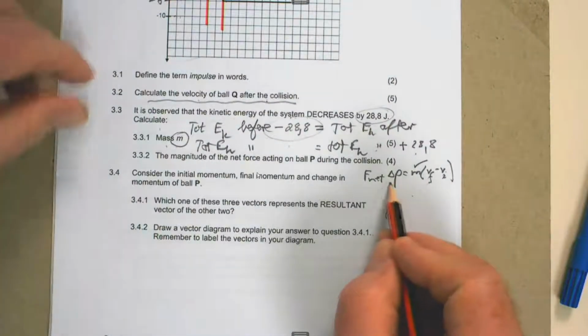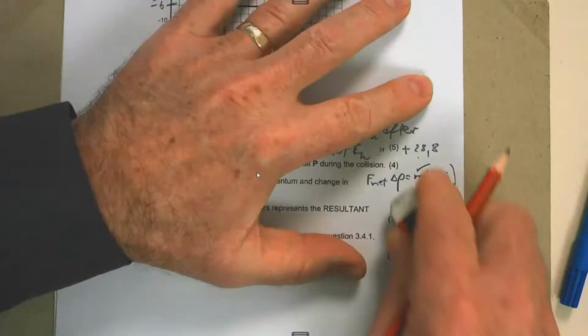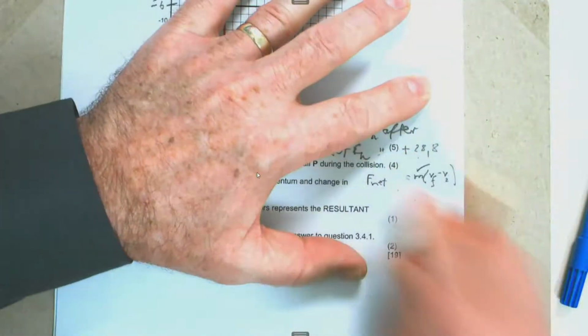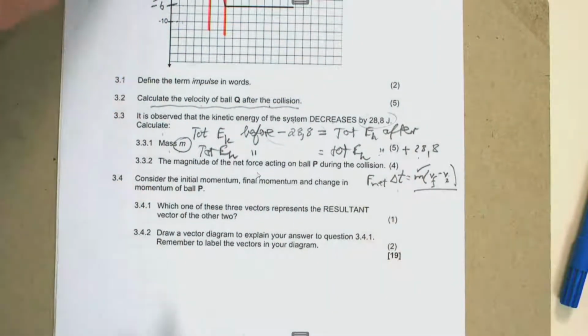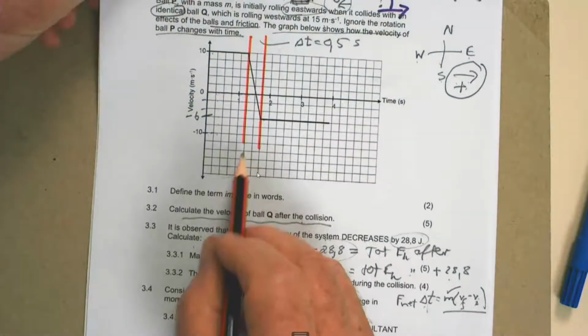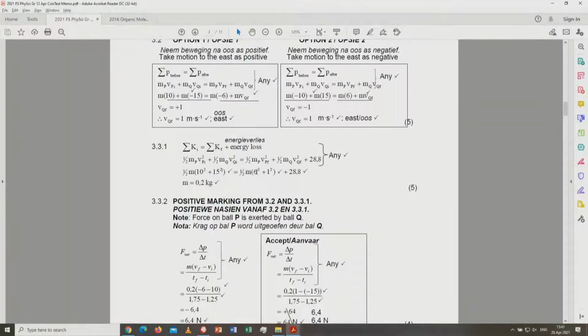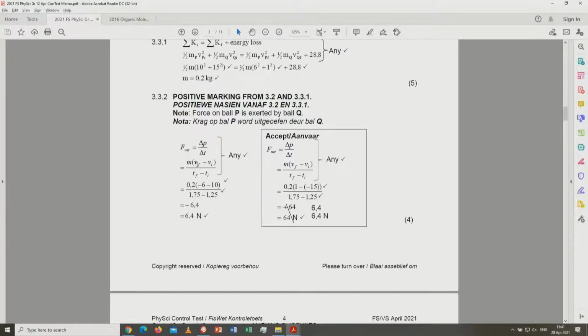And the duration of the collision, look what I wrote here. F net delta T. I was thinking of this, that part is delta P. The duration is this part here, which is 0.5. And that is why they have this one here. It's the mass. If east is positive, then it's minus 6. Minus, maybe I must write this out because you make a lot of mistakes with these things.